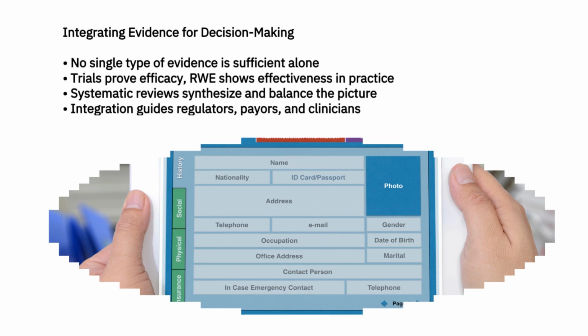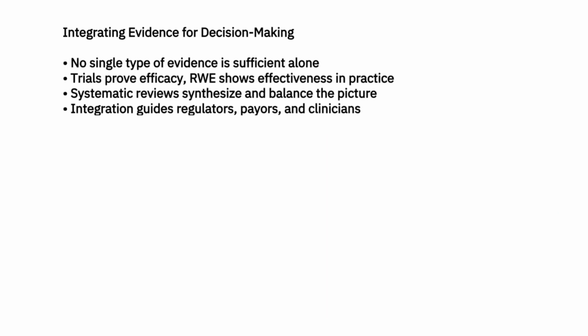For regulators, this integration means more informed approval and monitoring decisions. For payers, it ensures reimbursement decisions are grounded not just in efficacy, but also in real-world value. For clinicians, it means having both the confidence of trial data and the practicality of real-world insights to guide patient care. So the message is clear. It's not trials versus RWE, it's trials plus RWE, supported by systematic reviews. When combined, they create a strong evidence ecosystem, one that drives better science, smarter policies, and ultimately improved patient outcomes.